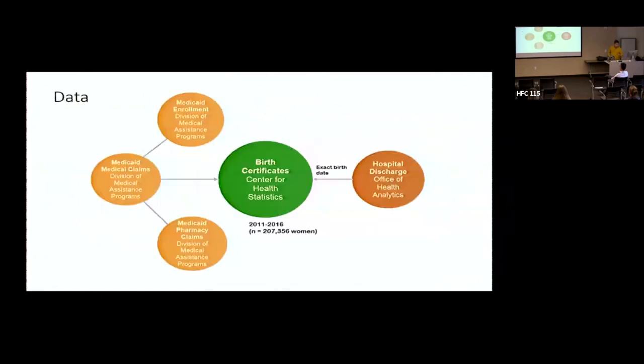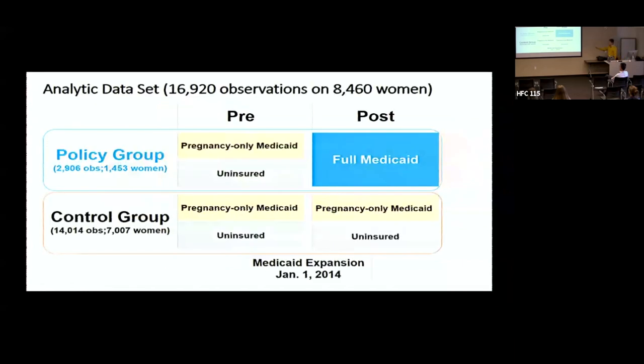Among other data sets we have been linking, we use birth certificates linked to the Medicaid data set: claims, eligibility, and pharmacy data sets. Also, we link the hospital discharge data set. And this is our basic research design.